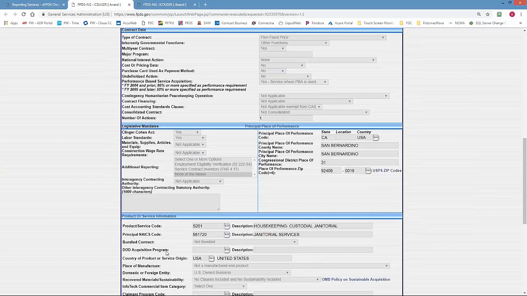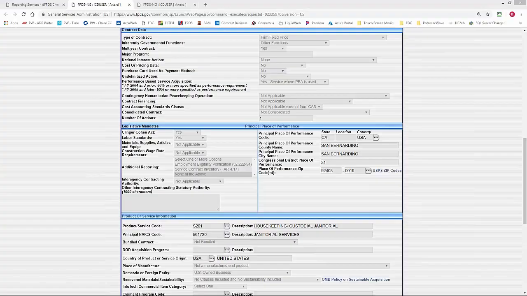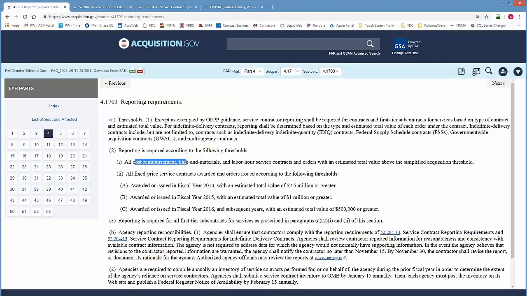Housekeeping janitorial. Let's look at what FAR 4.1703 says there. All cost reimbursement, time and materials, labor hours, and orders with an estimated total value above the SAT. Okay, that's not applicable to our case because this was down here. All fixed price service contracts and orders issued according to the following thresholds. And this is the key here: awarded or issued in FY 2016 and subsequent years with an estimated total value, based on all options value, of $500,000 or greater. So that was a mistake there.